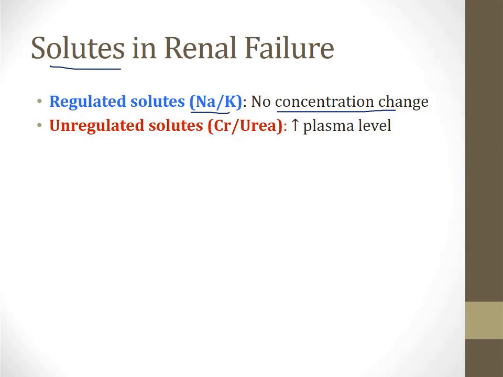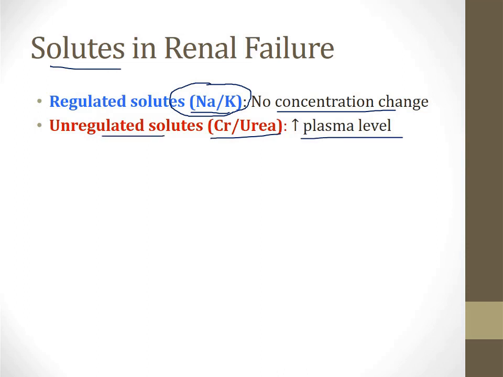If your body allowed sodium and potassium levels to rise in mild to moderate renal failure, you could die, because in that setting your GFR falls and you would become hypernatremic or hyperkalemic. But that does not happen because these solutes have regulated levels so that they stay normal as long as you still have some kidney function left. Other solutes like creatinine and urea are unregulated, and their plasma level rises in the setting of renal failure.